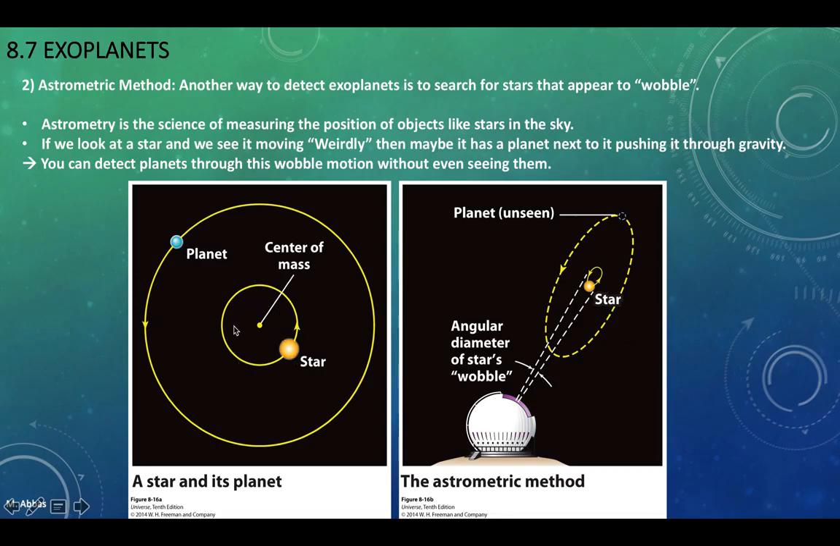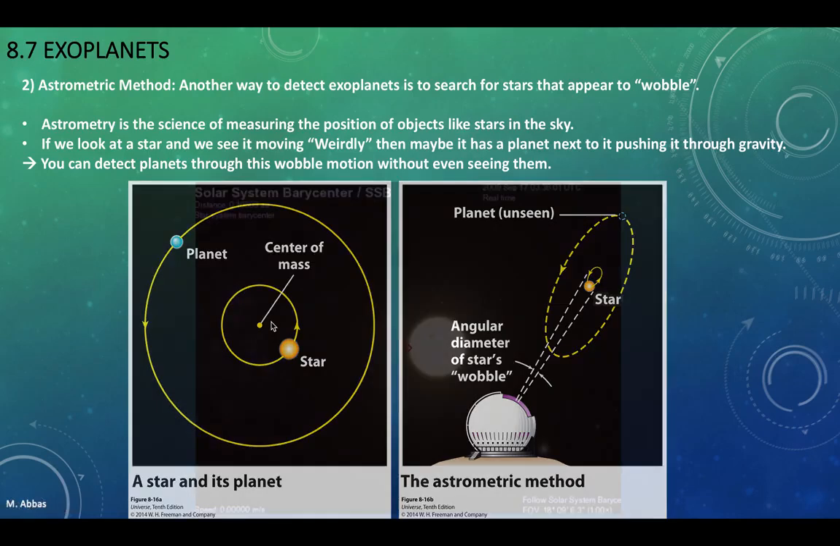This is what we call wobbling. If I point my telescope to a star and I see it wobbling in circles, I can tell that there is something close to that star which is causing it to wobble. And that thing will most probably be a planet. This is what we call the astrometric method, which looks for wobbling, movement of the stars around a center of mass. This is what we call the wobbling method.